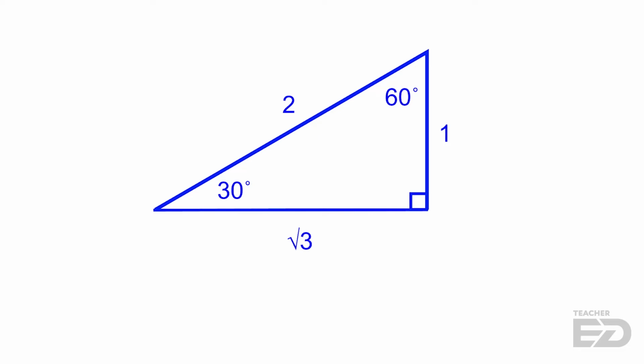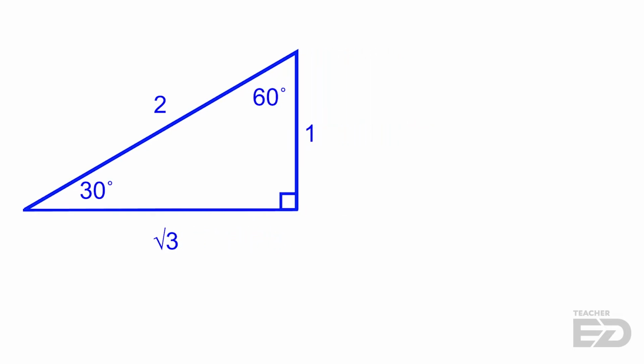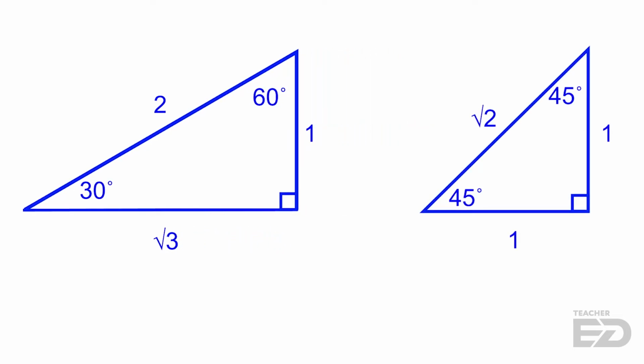The other side can be found by using the Pythagorean theorem, a squared plus b squared equals c squared, and we get the square root of 3. Our 45-degree angle comes from an isosceles right triangle with sides of 1, 1, and square root of 2. Because it's isosceles with the right angle between the equal sides, the other two angles are equal to 45 degrees.